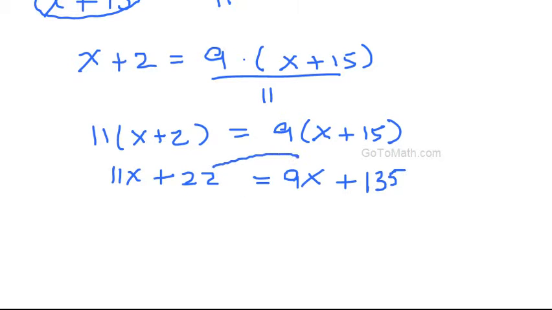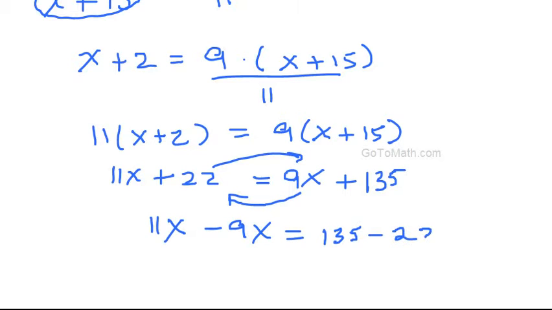And now what we can do, you should have worked problems like this in an earlier section, take this 22 over here, and we'll take the 9x over here so we can get our like terms together. So we have 11x minus 9x is equal to 135 minus 22, right? We're subtracting 22 from both sides and subtracting 9x from both sides. Okay, so what do we got here? We've got 2x is equal to 135 minus 22, which is 113.